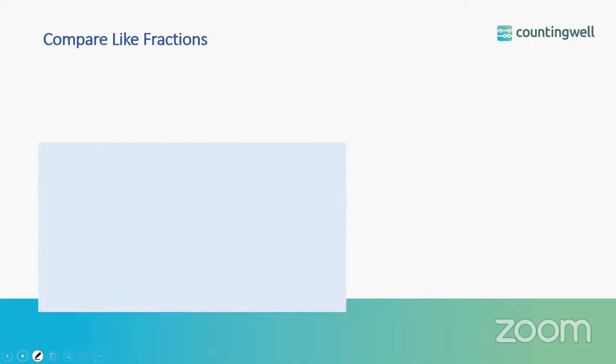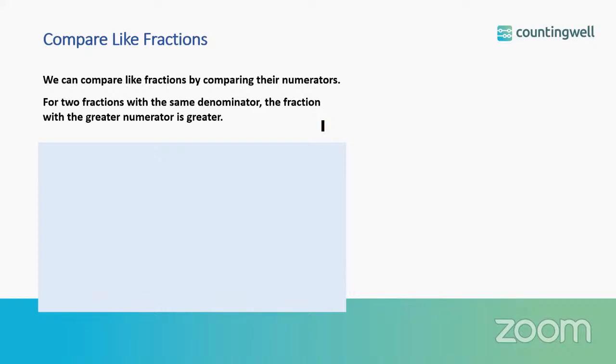Let us move to our next topic, comparing like fractions. We can compare like fractions by directly comparing their numerators. Let me revise what are like fractions. Like fractions are fractions having the same denominators. As the denominators are the same, what is left for comparison? Numerators. So the fraction having the greater numerator will be greater.